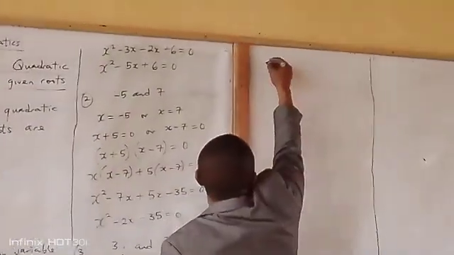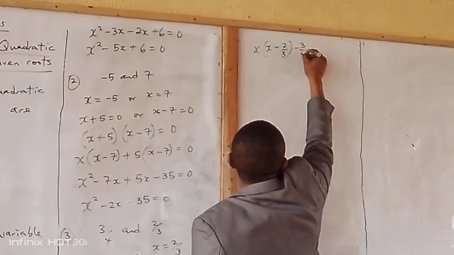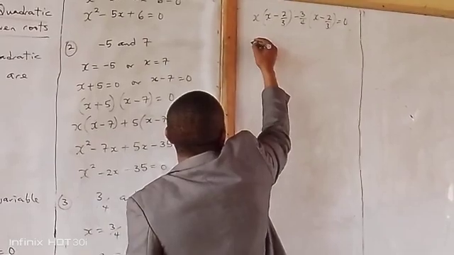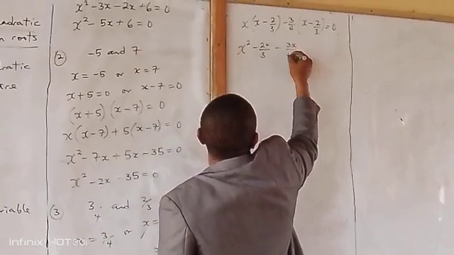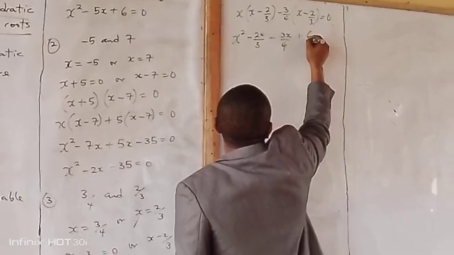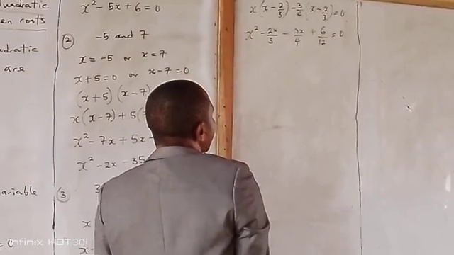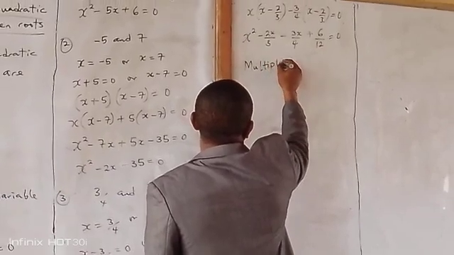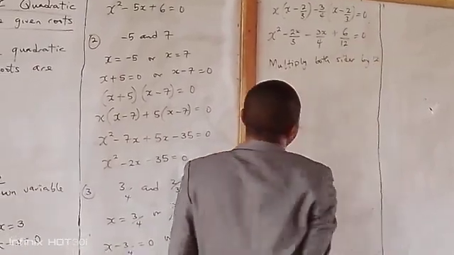So we are going to have x in bracket of x minus 2 over 3 minus 3 over 4 in bracket of x minus 2 over 3 is equal to 0. So by the time we open the bracket, we are going to have x squared minus 2x over 3 minus 3x over 4. Minus times minus will give us plus. 3 times 2 will give us 6. 4 times 3 will give us 12 is equal to 0. Then the next step to take here is to multiply by 12. Multiply both sides by 12 in order to eliminate the denominators.